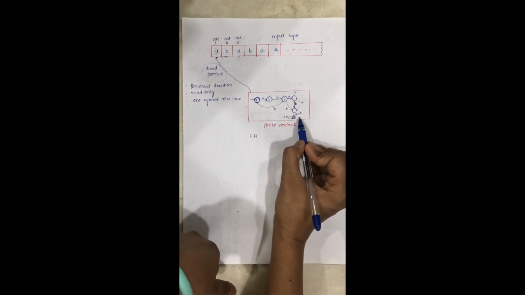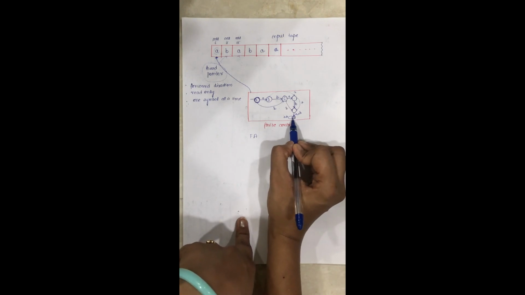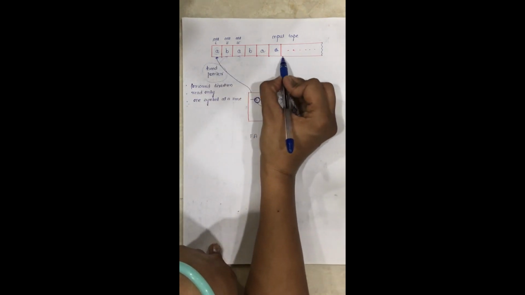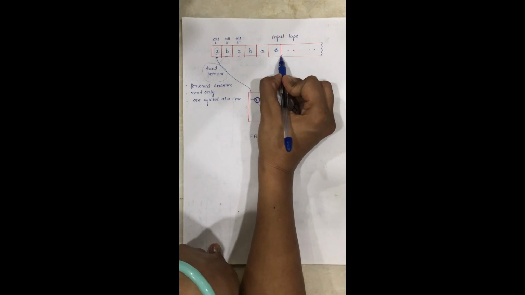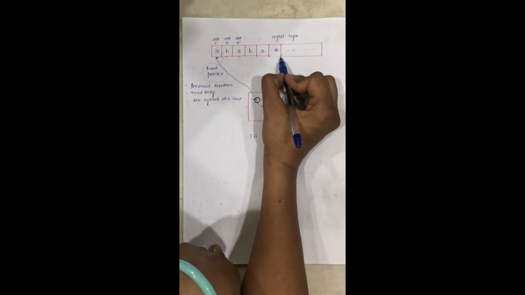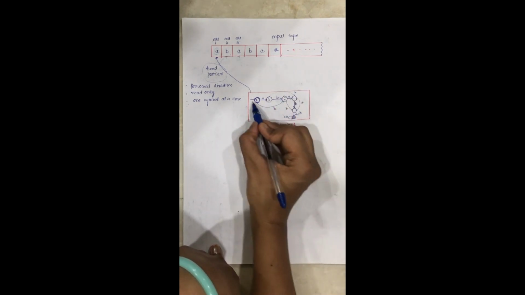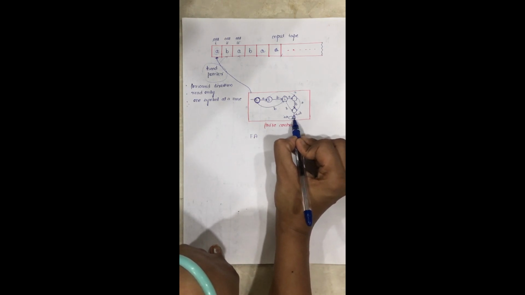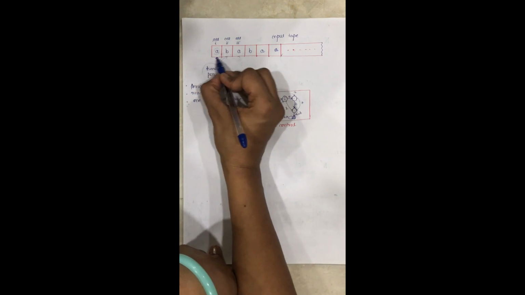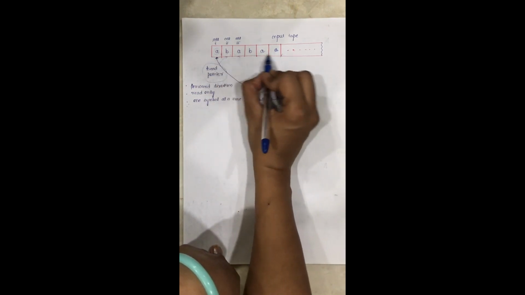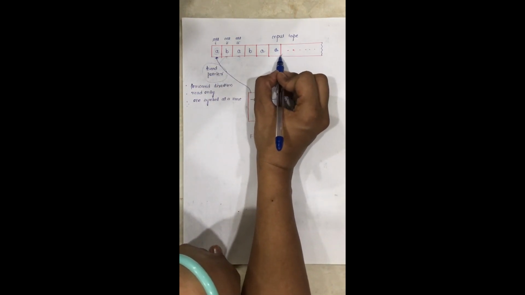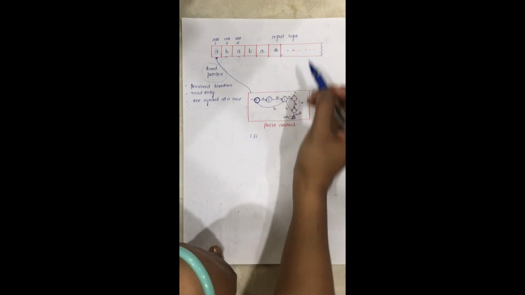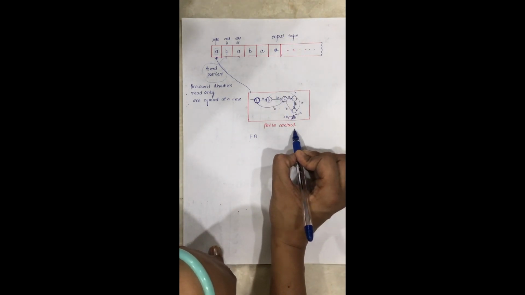How will we say a particular string is accepted? If the entire tape is read, meaning we are at the end of the string, like the next symbol is blank, and we have reached one of the final states of the finite automata, then we will say that the string is accepted, or the tape is accepted. Otherwise we will say that the string is not accepted. So this is about the processing of input tape and finite control unit. Thank you.